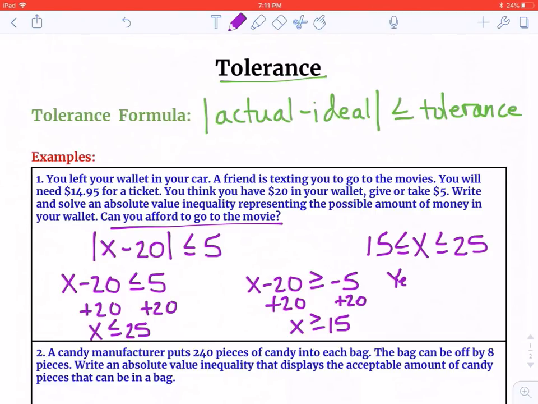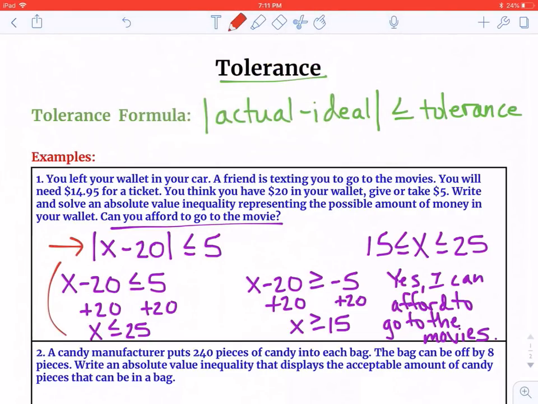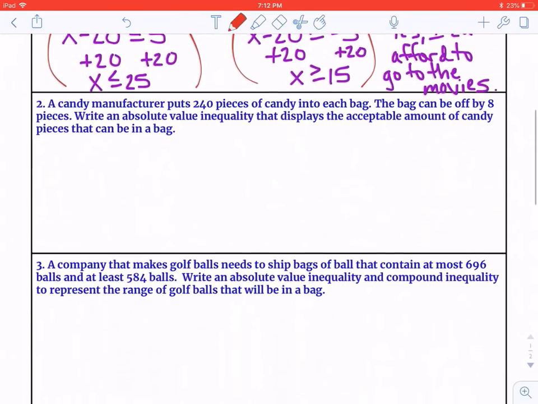So if that is true, we would be able to afford to go to the movies. So let's say yes, I can afford to go to the movies. Okay, so we set it up right here, we solved it right here, and got our solution to help us figure out that we can afford to go to the movies. Let's take a look at another one.